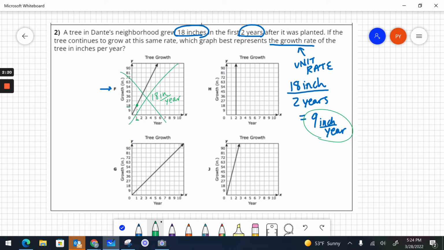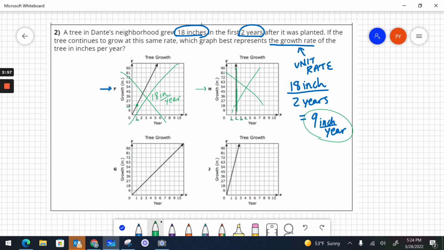Let's look at option H. Here, after 1 year, there's no point, so there's no tree. After 2 years, the height of the tree is all these different heights. At 3 years, there's no points, so there's no tree at 3 years. There's no tree at 4 years. So this one doesn't really make sense because it's showing at year 2 the tree can't be all these different heights, and at these other years there's no tree. So that doesn't work either.